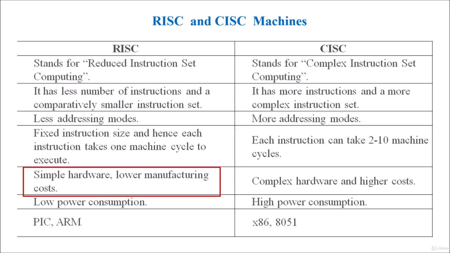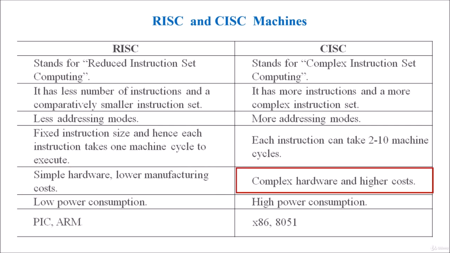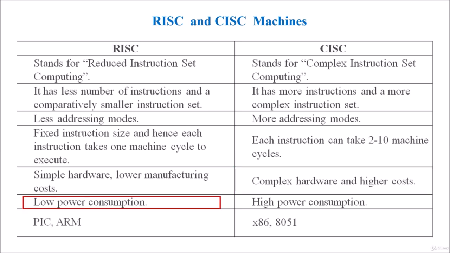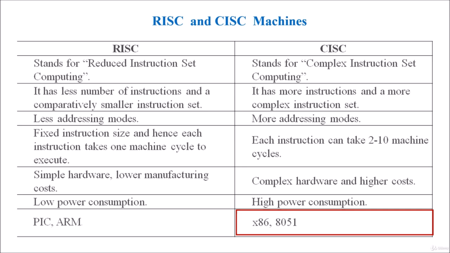The hardware of RISC machine is simpler and manufacturing cost is also less. Whereas hardware of CISC machine is complex and cost is also higher. Power consumption in RISC machine is lower, whereas power consumption in CISC machine is higher. Examples of RISC machines are PIC microcontroller, ARM processor, whereas examples of CISC machine are 8086 processor, Pentium processor, 8051 microcontroller.